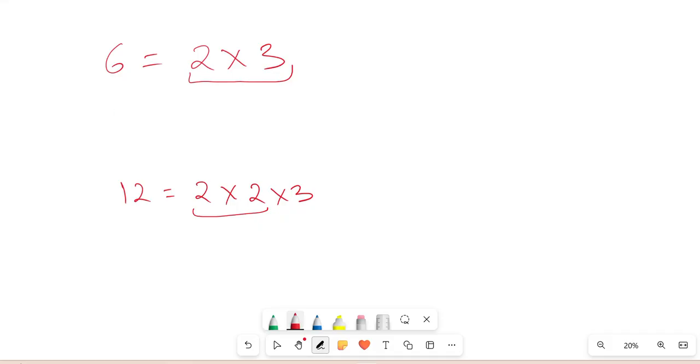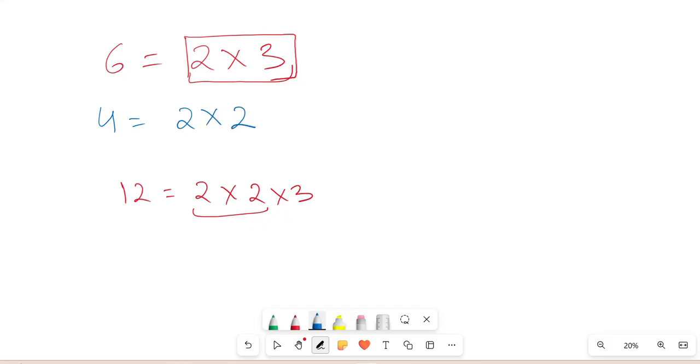So if I want any number to be divisible by 6, all the factors of 6 should be present. It means if any number has 2 into 3 in its prime factorization, then that number will be divisible by 6. Now let me take one more number, 4, which is 2 into 2.